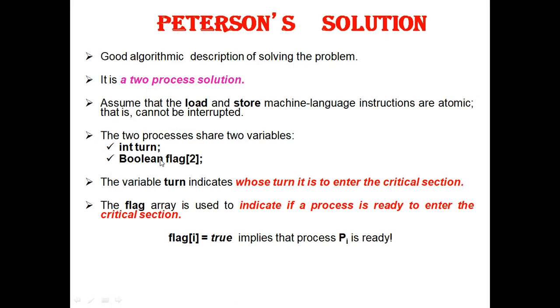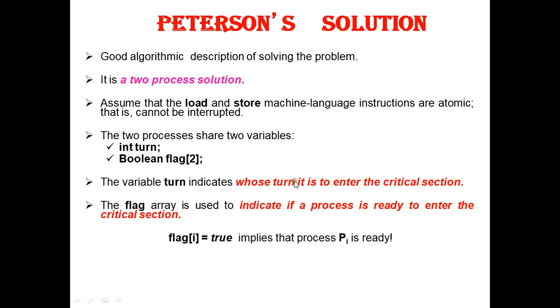So what is this two process solution? Here, in order to give a solution, we should keep track of two shared variables. The two processes share two variables. The first one is int turn. The second one is boolean flag. What is this turn variable going to do?